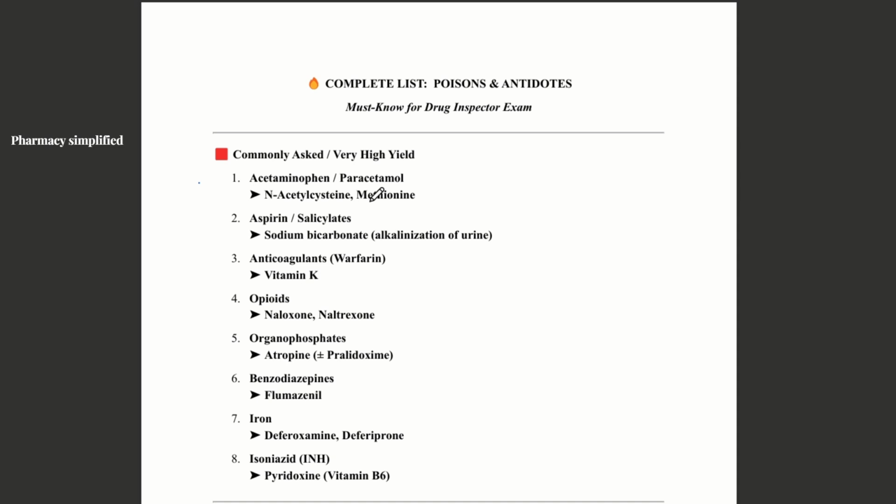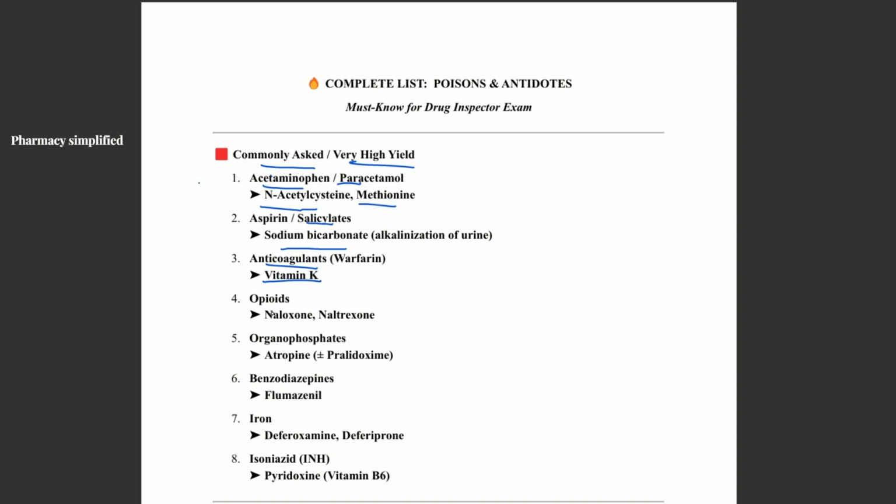Firstly, the commonly and very frequently asked poisons and their antidotes. So let's start. First is acetaminophen, or paracetamol. For this, we use N-acetylcysteine and methionine as an antidote. For aspirin or salicylate, we use sodium bicarbonate, which helps with alkalinization of urine. Next is the anticoagulant warfarin. For this poisoning, we use vitamin K as an antidote.